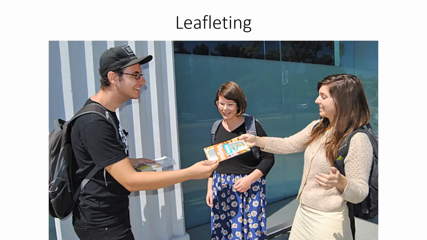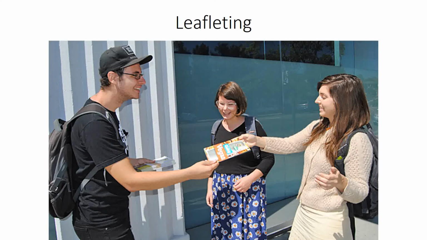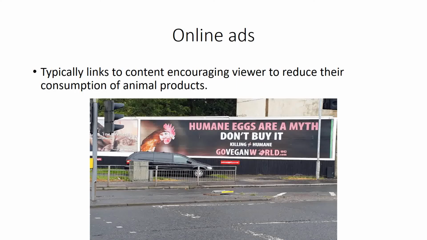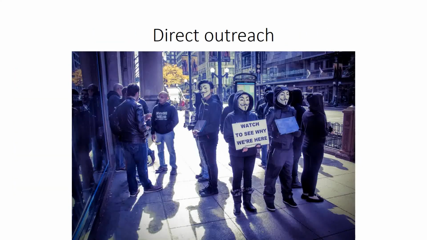There are a large number of different interventions that people try and undertake to either convince people to consume fewer animal products or to try and change the lives of animals directly. I don't have time to really cover them properly, but I'm just going to skim over those to give a sense of what people are doing in the movement. So there's leafleting, online ads. These are usually linked to some content, maybe some footage of animals in a farming operation, to try and convince people to reduce their consumption of animal products. There's been a little bit of research on their effectiveness.